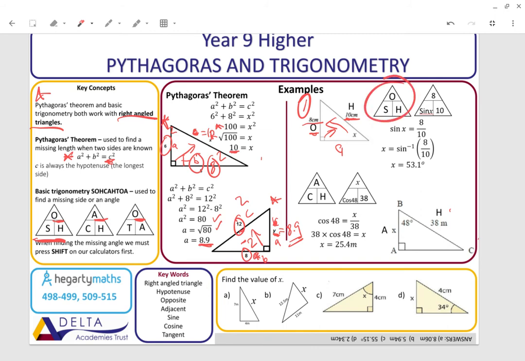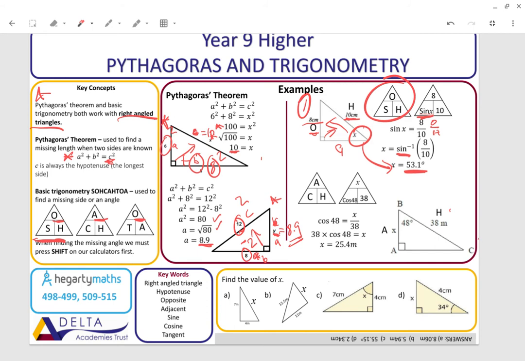Okay, so sine x equals opposite, which is 8, over hypotenuse, which is 10. So to find what x is, I press shift on my calculator, then sine, and then I enter 8 over 10, press equals, get an answer of 53.1. So x is 53.1.